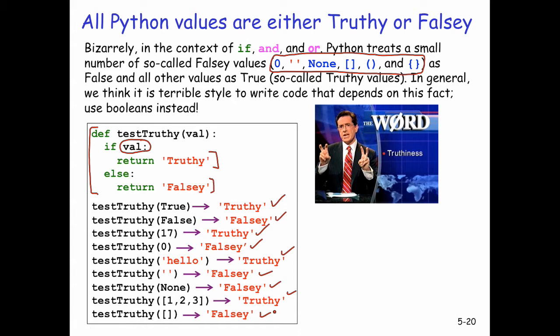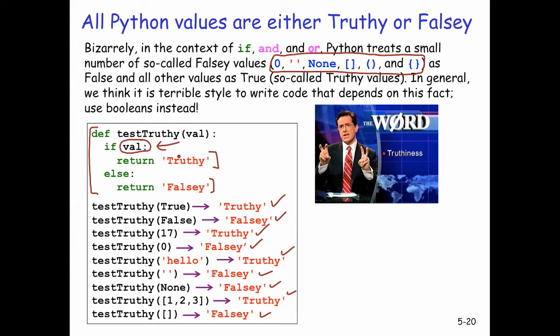And in CS111 we think it's incredibly bad style to write a test such as this that has a test expression that is not a Boolean value. We strongly, strongly recommend that you always write your conditional tests in the context of being a Boolean expression, as opposed to some arbitrary non-Boolean expression. And then you won't have to worry about this whole truthy, falsy business.